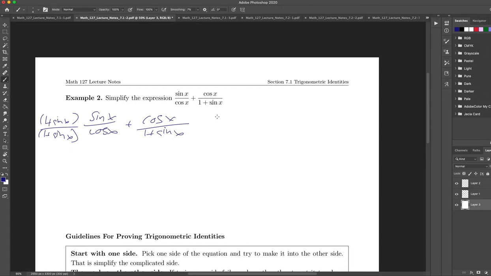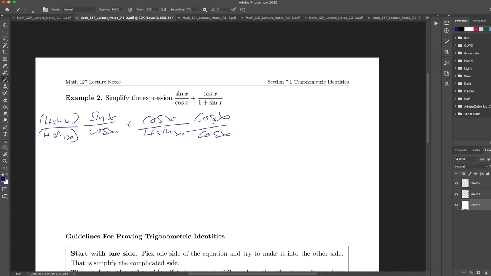In order to get this to add up together, we're going to have cosine x over cosine x, so I'm just multiplying by this denominator. Here I'm just making the fractions come together. The only difference here is that instead of using numbers, we are using trig functions or expressions. Here I have 1 plus sine of x over 1 plus sine of x.